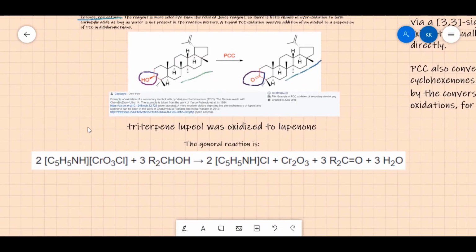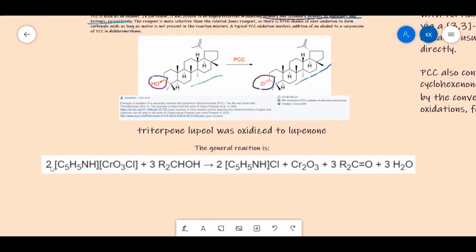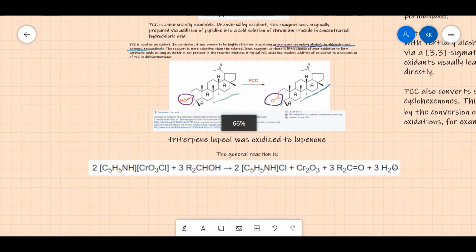Now let's look at the general reaction. We take 2 moles of PCC with 3 moles of a secondary alcohol, and we get all these byproducts and we get the ketone. Because a 2-degree alcohol cannot be converted to an aldehyde, it will be converted to a ketone. If it had been a 1-degree alcohol, we would have ended up with an aldehyde right here.